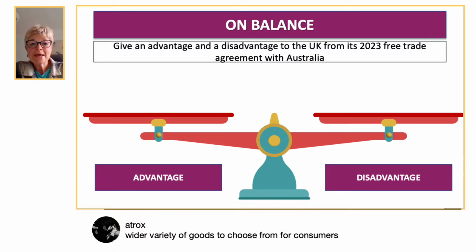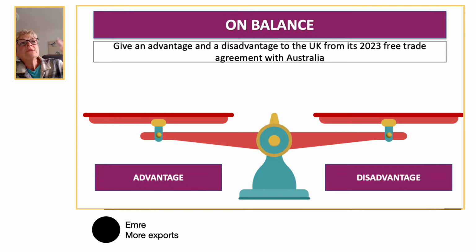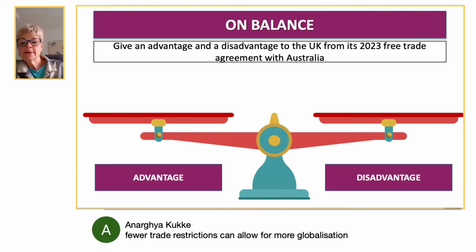Today, the news is that legal and technical services are also being expanded, so we can start using Australian lawyers, be able to import those without tariffs. So Atrox is saying wider variety of goods to choose from for consumers. You're absolutely right. So we always were able to import them, but what has happened to the price of them because of the free trade agreement?